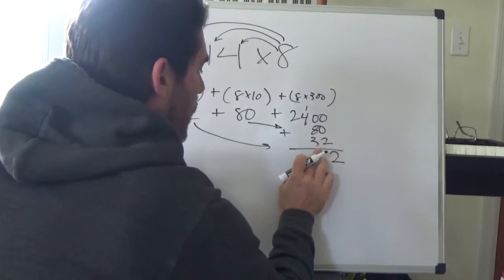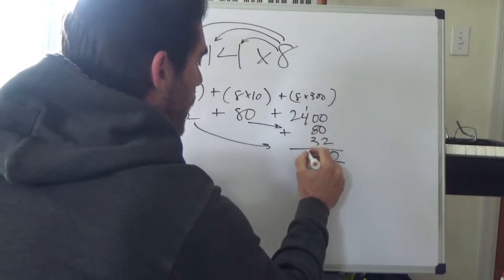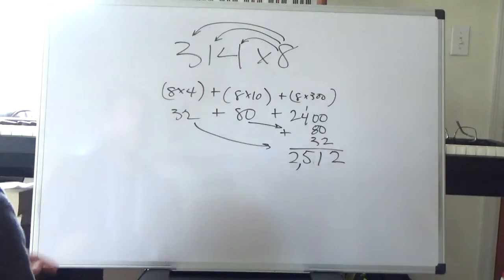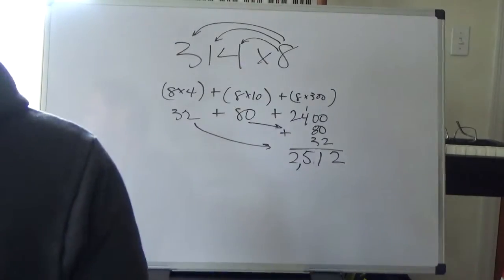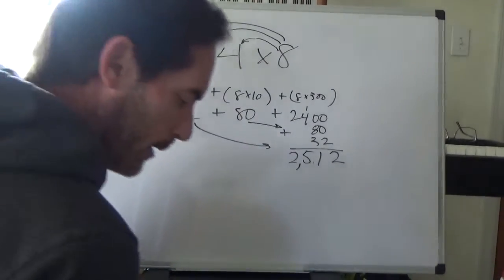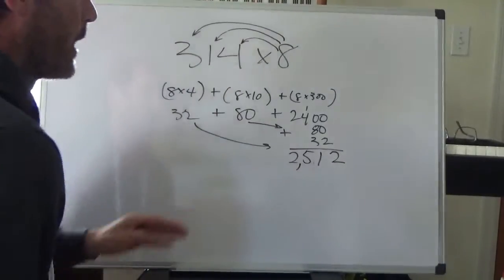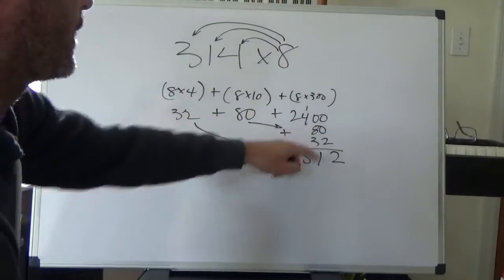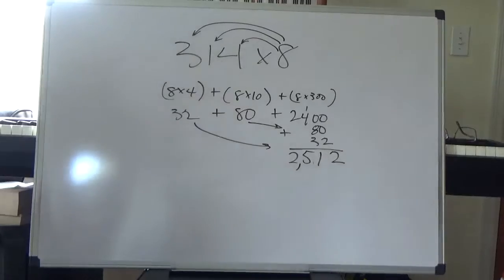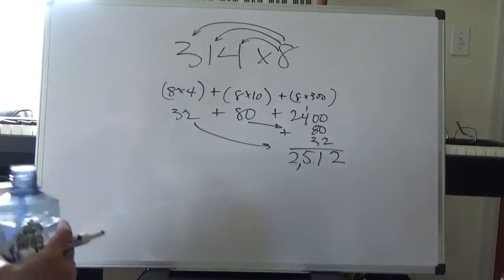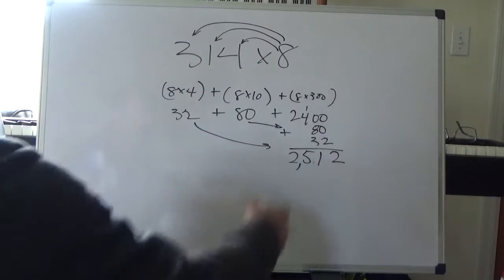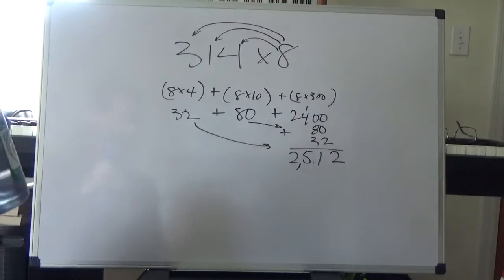That's just going to be a 1, and this is 5, and this is 2. So 314 times 8 is 2,512. Again, you can do this. You don't have to do this step, but I like to stack my addition and subtraction problems just for one last check to make sure I'm adding up the ones with the ones and the tens with the tens.